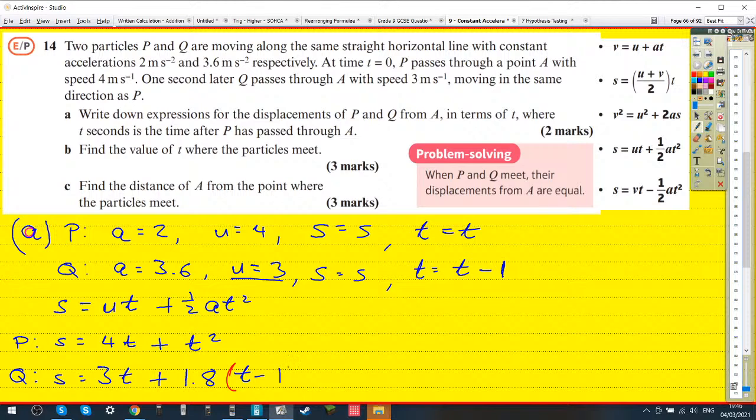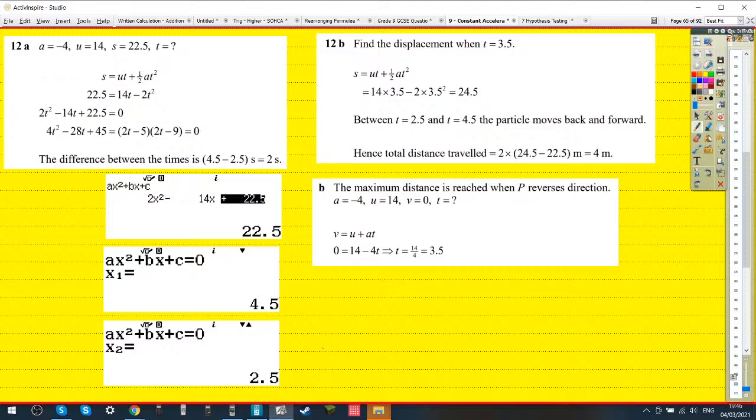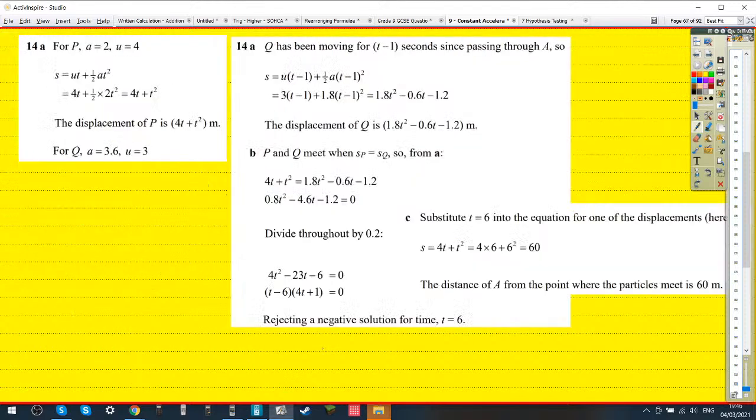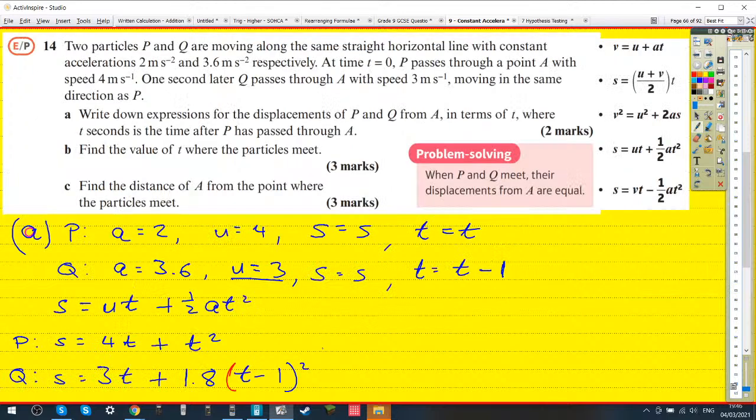T minus 1 squared. Let me see. I just want to make sure that that's correct. Oh, they just expanded the bracket. Oh, we forgot the first one as well. So it's not 3t, it's 3t minus 1. Okay. How about B?